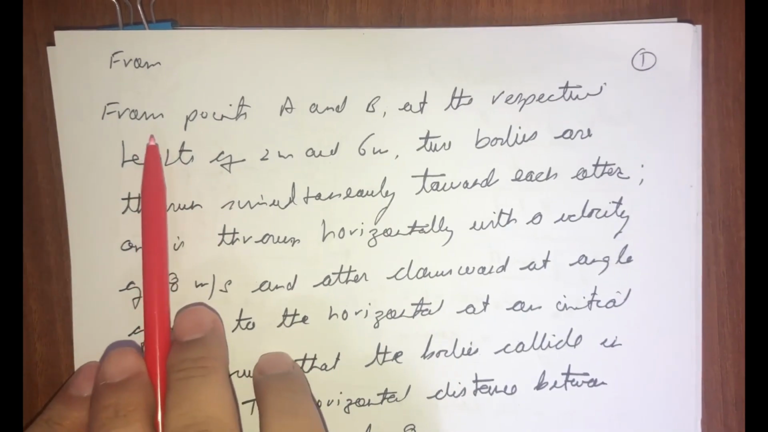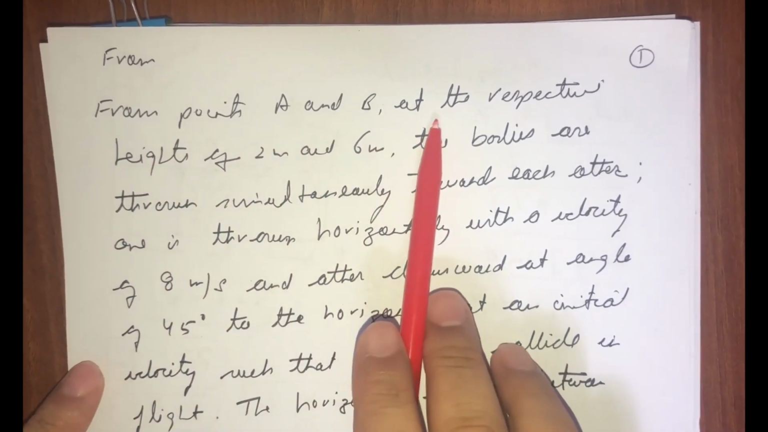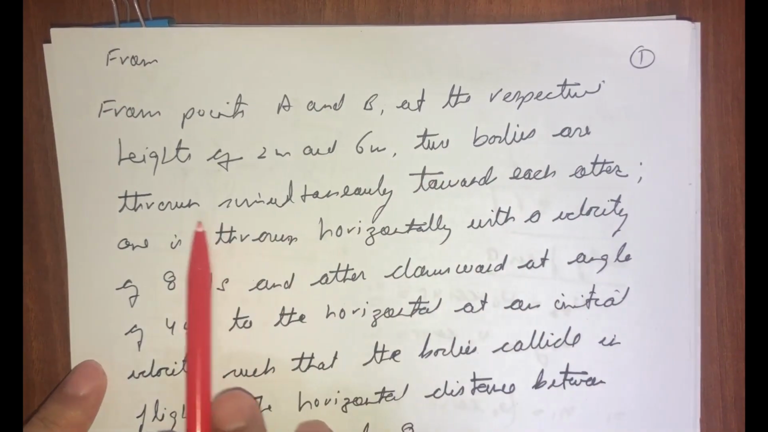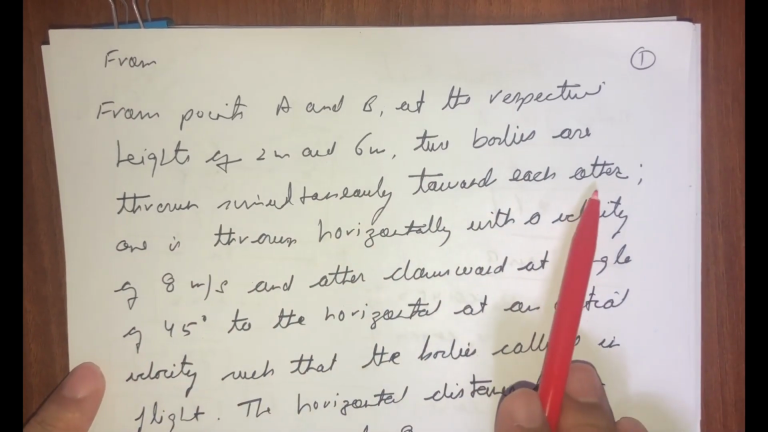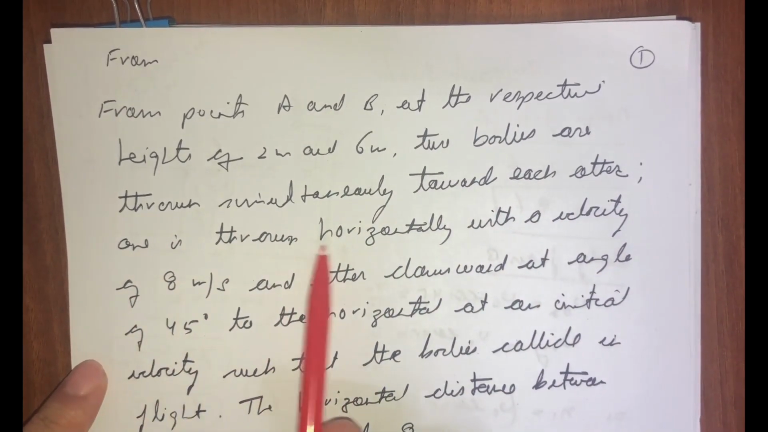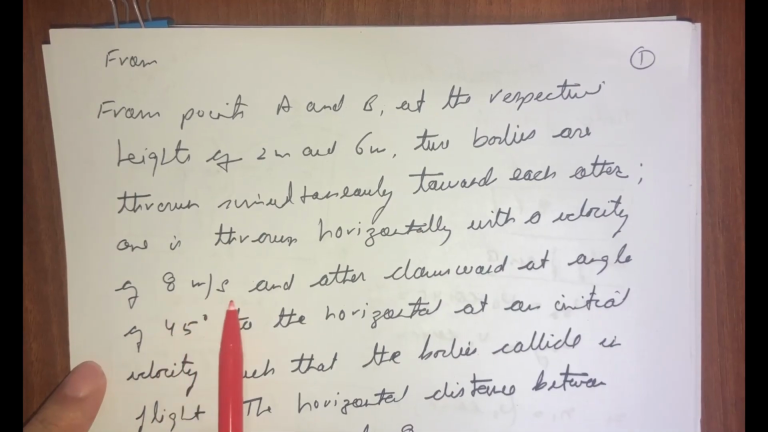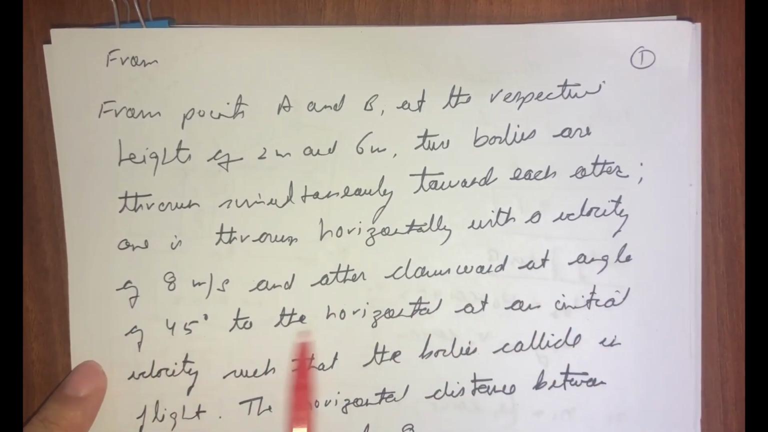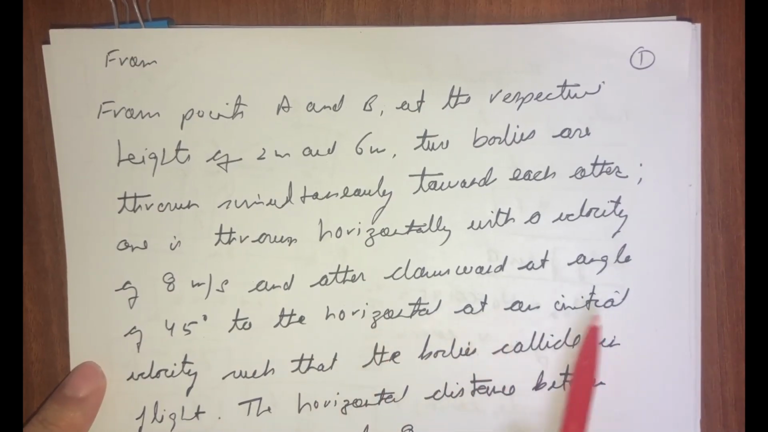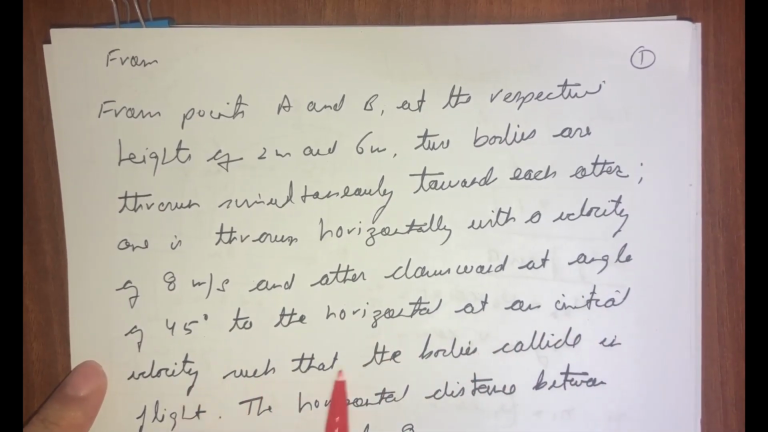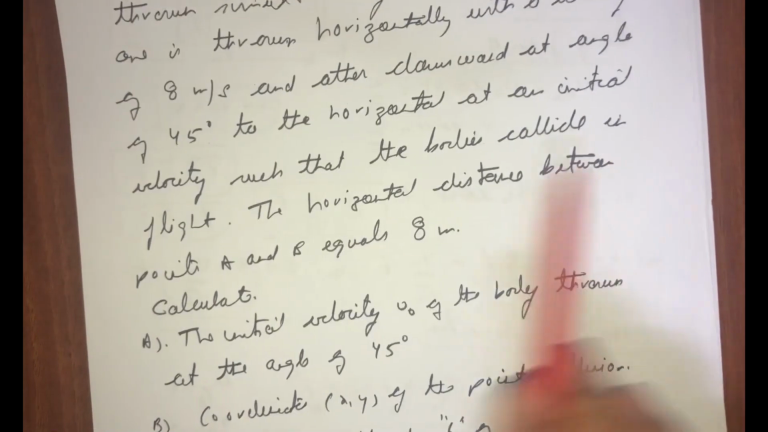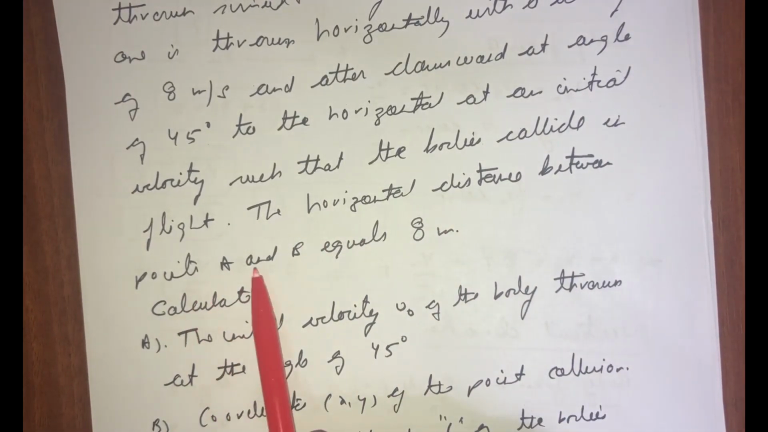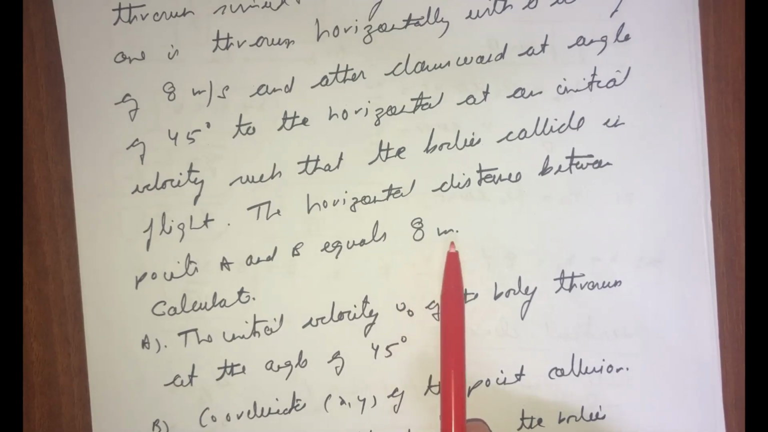The question is: from points A and B at the respective heights of 2 meters and 6 meters, two bodies are thrown simultaneously towards each other. One is thrown horizontally with a velocity of 8 meters per second and the other downward at an angle of 45 degrees to the horizontal, at an initial velocity such that the bodies collide in flight. The horizontal distance between points A and B is equal to 8 meters.